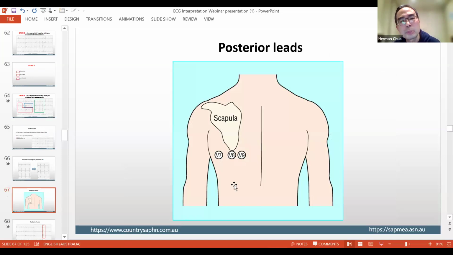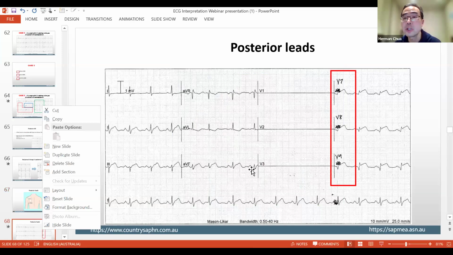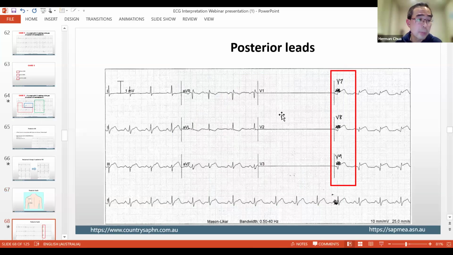Okay, where do you attach it? Well, the tip of the scapula, we call it V8, okay? And V7 and V9 are just beside them, okay? So if you actually do that, you may be able to see ST elevation. So in this patient, and the ECG that I've just shown you, we did a posterior lead, and voila, there is ST elevation in V7, V8, V9.